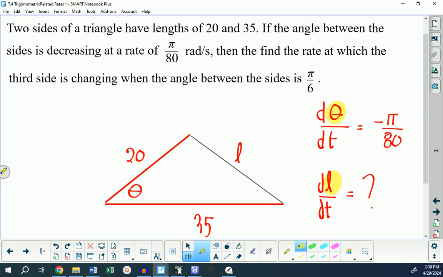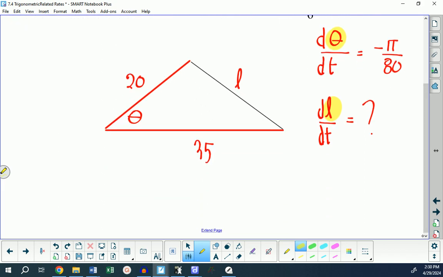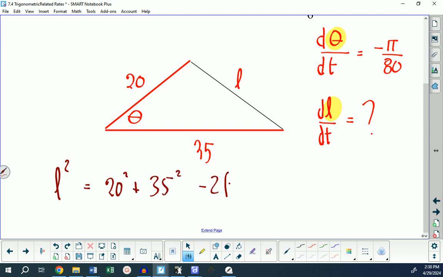It's the cosine law. The third side of any triangle can be found if you know the other two sides and the angle between them. Now, we don't know the angle between them, but the relation is the same. There's a relationship between the missing side and two fixed sides with an angle between them. And the relation is that L squared will be equal to 20 squared plus 35 squared minus 2 times 20 times 35 times the cosine of the angle.